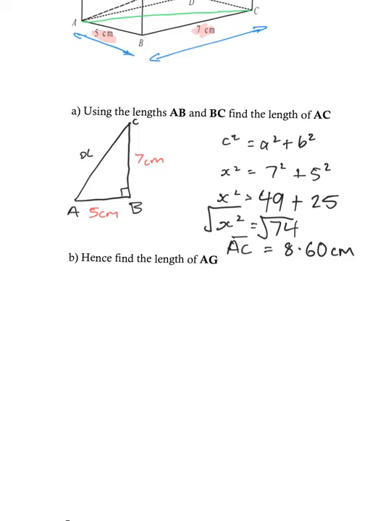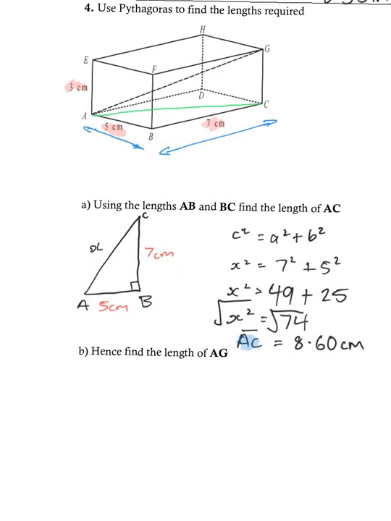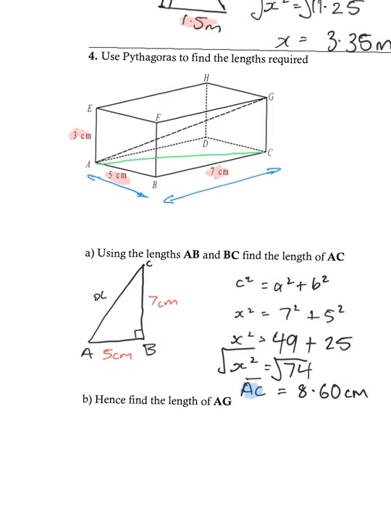All right, hence, find the length of A to G. So guys, if a question ever says hence, what it means is you'll pretty much be using the answer from the question before. Okay, so to find the length of A to G, we know that we will probably need this length of A to C. Okay, I'm going to go back up to our rectangular prism. The A to G is what we're trying to find. So I'm going to put that in red.